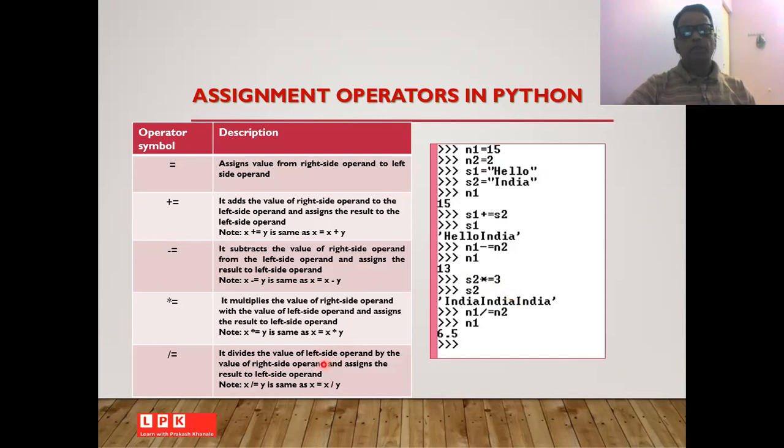Slash equal to will divide the value of the left hand side operand by the value on the right hand side operand and will assign the result to the left hand side operand. So x slash equal to y is the same as x equal to x slash y. So if I use the statement n1 slash equal to n2, and if I print the value of n1, I will get the result 6.5 because 13 divided by 2 will be equal to 6.5.